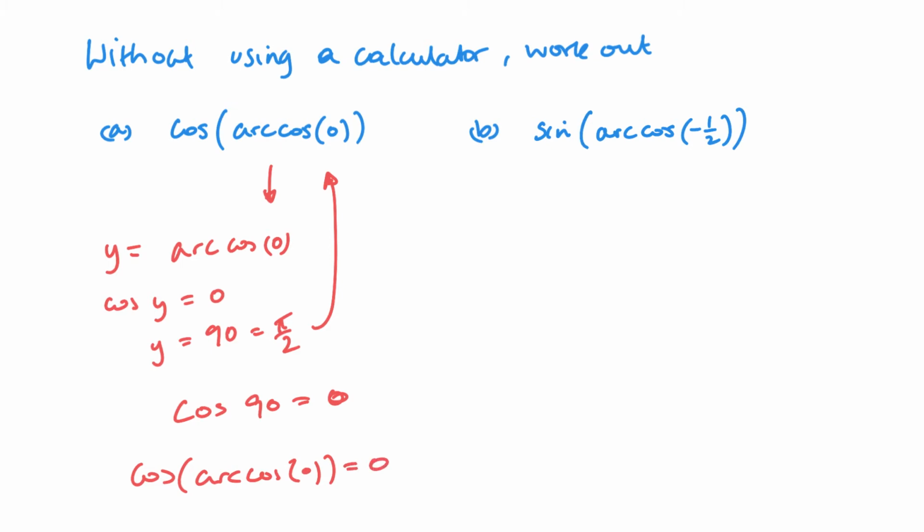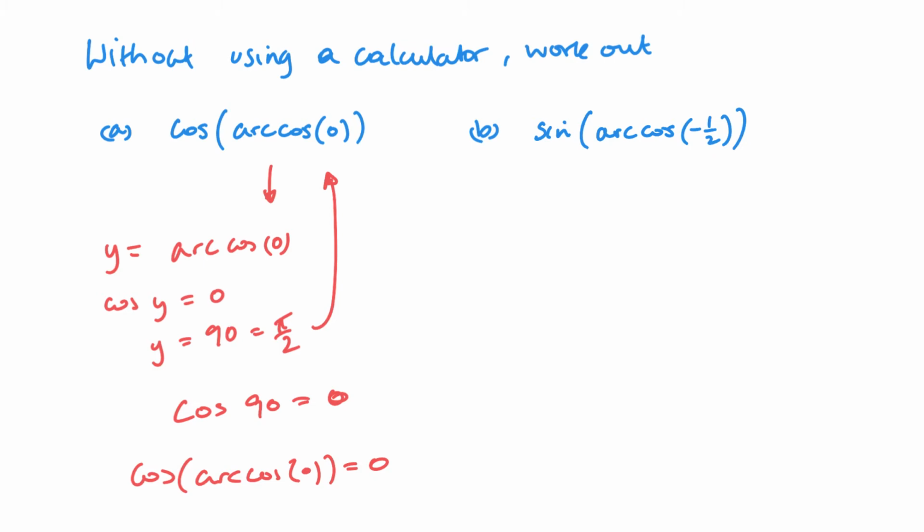They kind of cancel each other out because you're doing an inverse of an inverse. Because the inverse of cos is arccos. So you do something to it, then you do the reverse to it, so you stay in the same place.